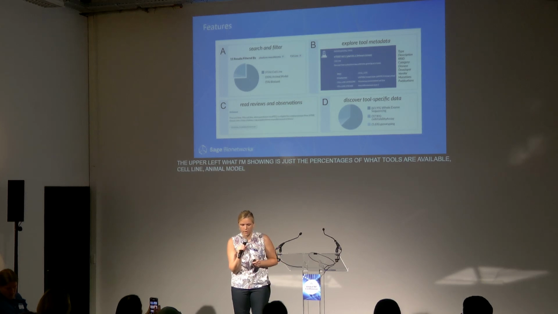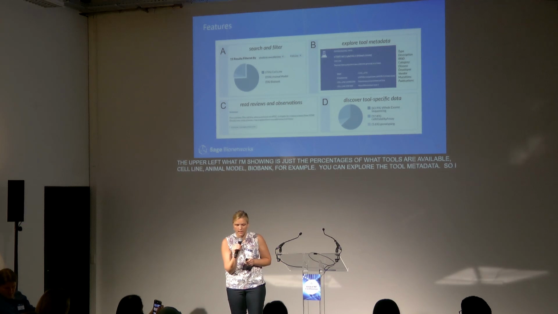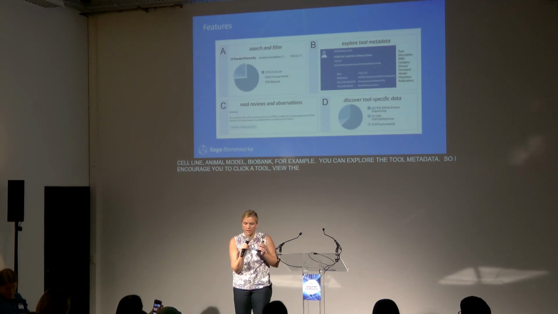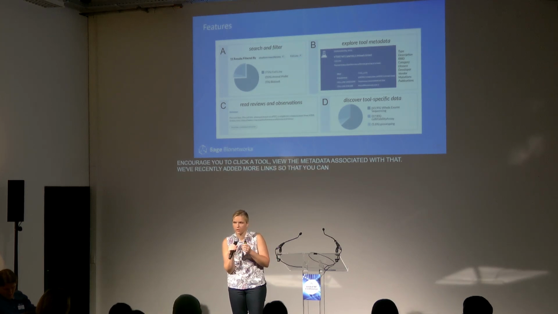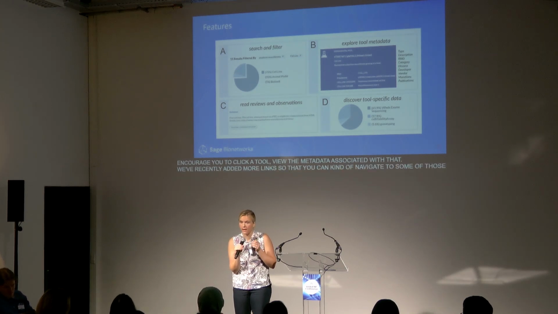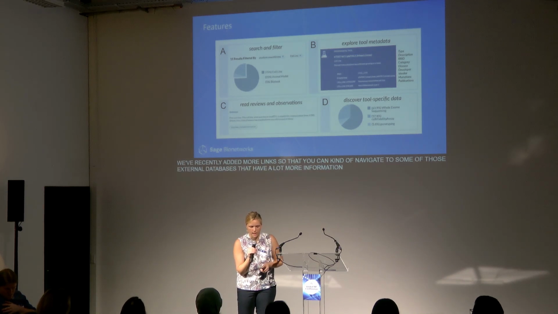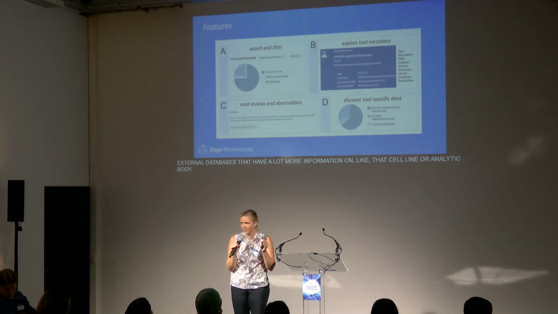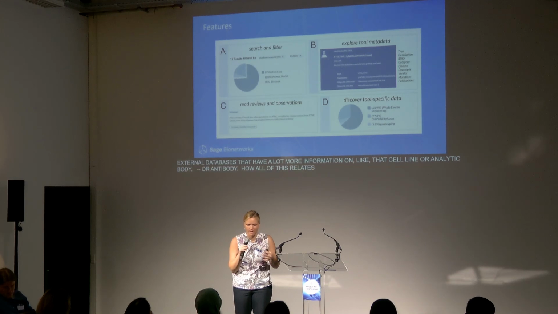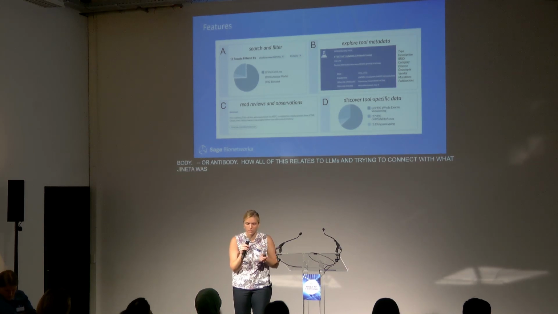You can explore the tool metadata, so I encourage you to click a tool and view the metadata associated with it. We recently added more links so that you can navigate to some of those external databases that have a lot more information on that cell line or antibody. And how all of this relates to LLMs, and connects what Janita was talking about to the NF Tools database, is that there's a lot of literature out there that has observation data or just all of the results associated with these tools.